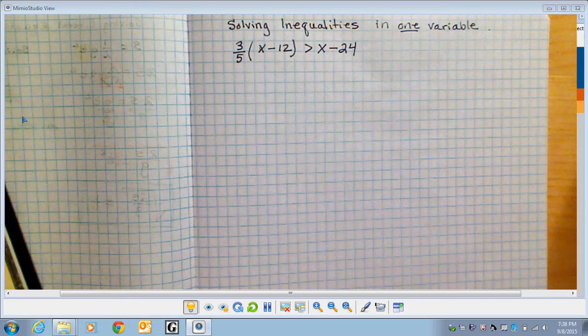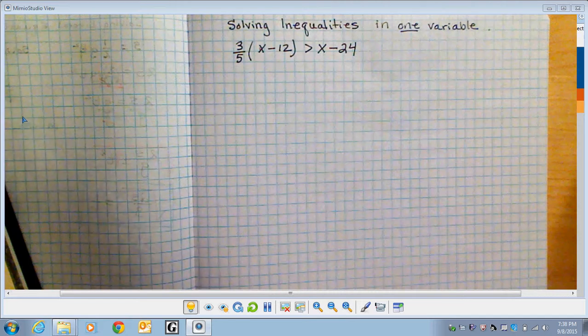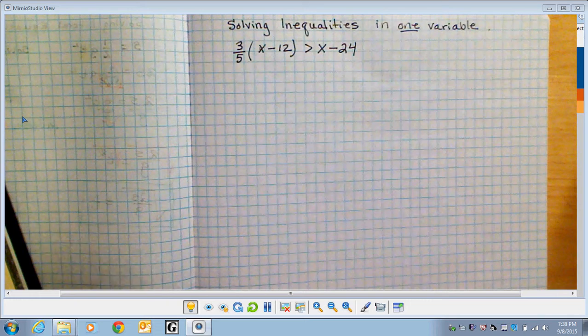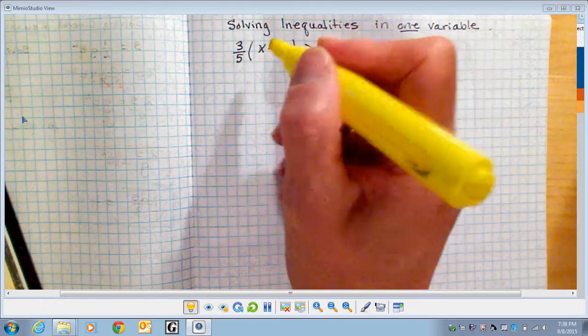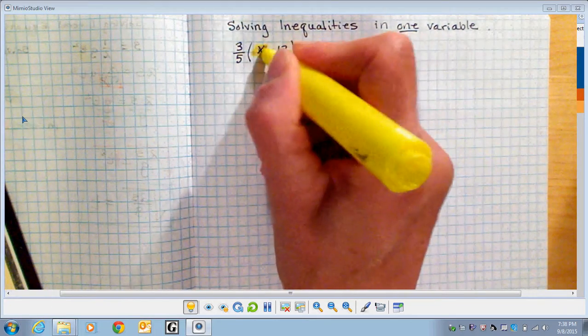We've looked at equalities, now we're going to look at inequalities. I want to point out that the inverse property of addition and the inverse property of multiplication still apply. So we want to solve for x. We're going to do the same thing we've always done. Let's identify what we want to get by itself.